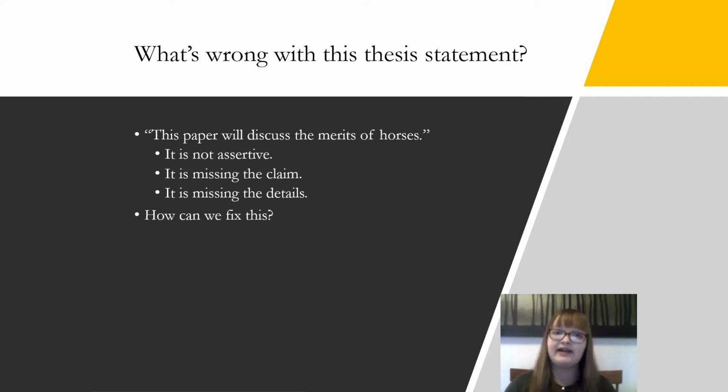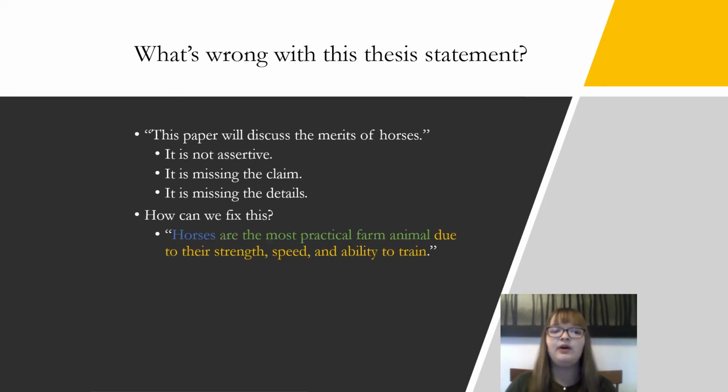So how would we fix that? Well, a revision might look like the following. Horses are the most practical farm animal due to their strength, speed, and ability to train. So we have our subject, horses, our claim, are the most practical farm animal, and our details, due to their strength, speed, and ability to train. This is a much more specific thesis statement, and it lets the reader know exactly what this paper will be about.